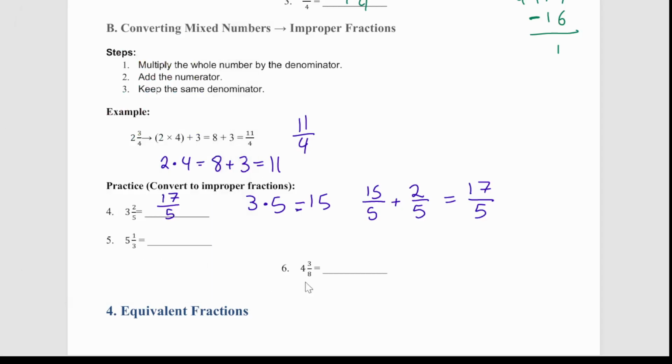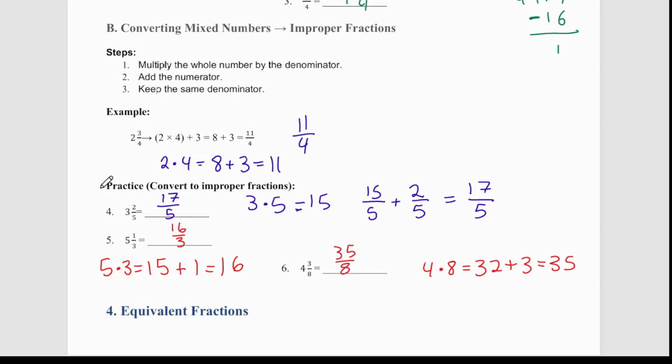So for 5 1/3 and 4 3/8, for 5 1/3, I would do the 5 times 3 to get me 15/3 that I'm really dealing with, plus the additional 1 from the 1/3 gives me a total of 16/3 as an improper fraction. Similarly, for the 4 3/8, I'm going to have 4 times the 8 to give me 32/8 plus the 3 from the original 3/8 for a total of 35/8 for that 4 3/8.